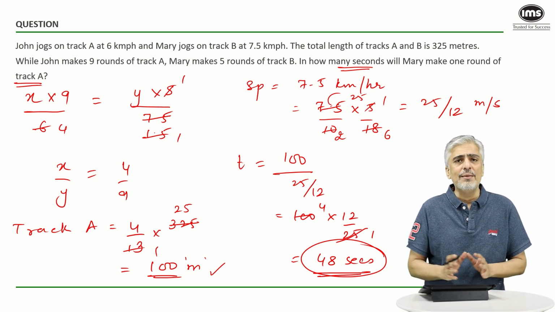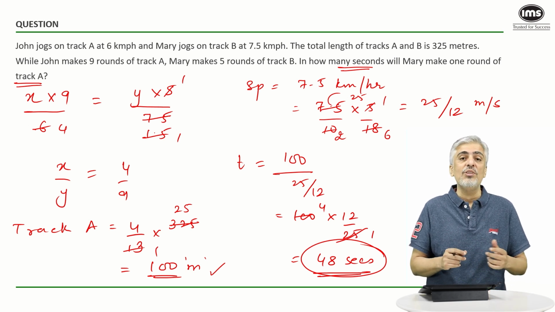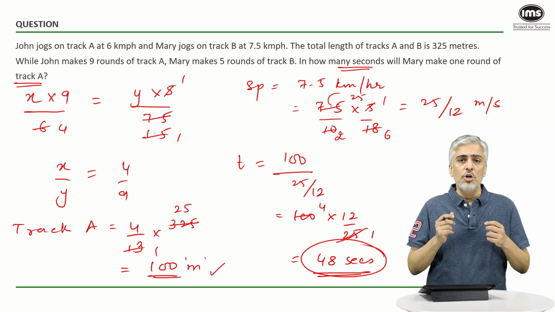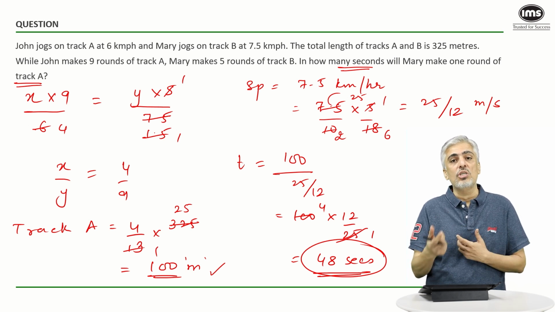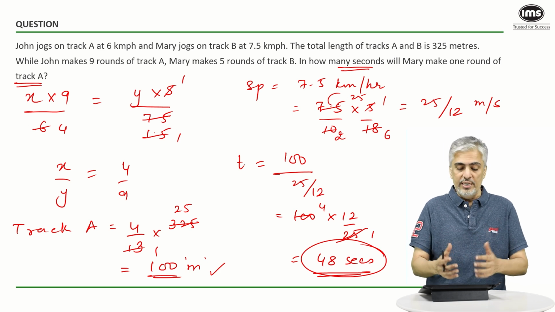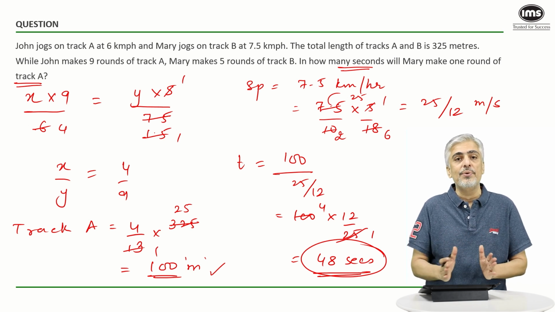So I thought that was a pretty simple question, not very difficult, even though it looked like a circular races question. A lot of students have this mindset that if a question is from time, speed, distance or circular races, it's going to be a difficult question. I thought this was a very standard, simple, straightforward question.